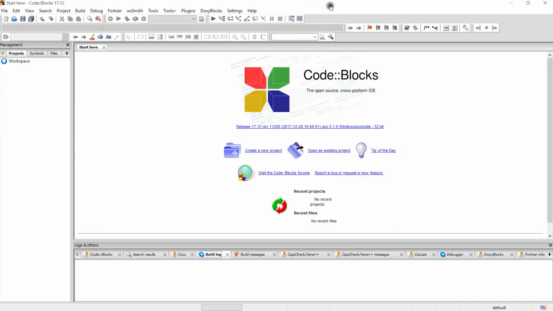So you can see over here my CodeBlocks is running. So this is a platform on which we will be coding our C++ language. It supports number of languages. So here you can see we can build, debug and various plenty of things over here.